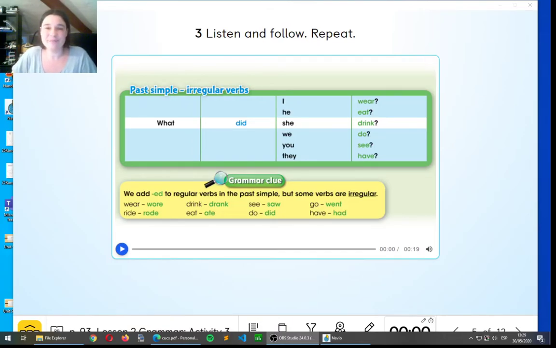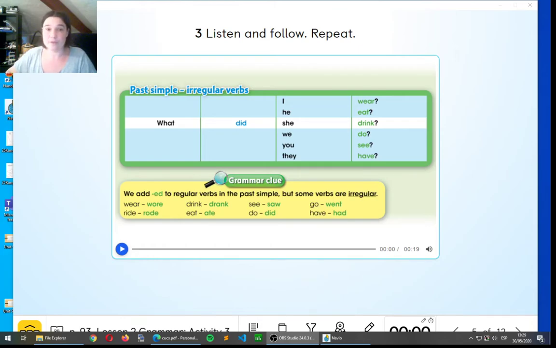Hello, third grade. We are going to look at the first part of the grammar of Unit 9, Let's celebrate. And remember, we were talking about festivals. Now, we are going to talk about the past simple with irregular verbs. This sounds very difficult, but don't worry. We will start this year, and next year you'll be learning loads about this.